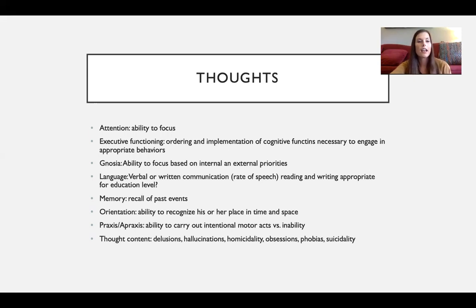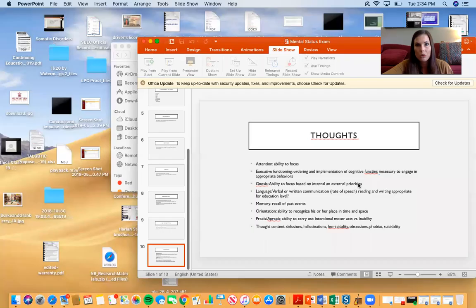And then we're going to look at praxis or apraxis, so the ability to carry out intentional motor acts versus inability to carry out motor acts. So being able to pick things up. Fine and gross motor skills are what we're looking for there. And then thought content, so delusions, hallucinations, homicidality, obsessions, phobias, and suicidality. So that's just a quick overview.